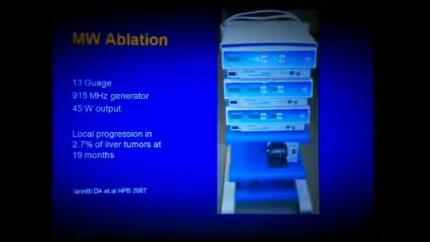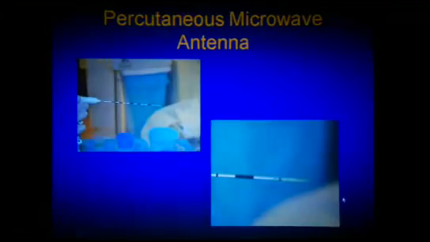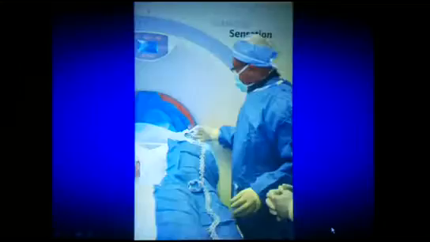Here we have 3 generators, so we can treat one tumor with 3 different electrodes. Here's the electrode with the active tip here. We carefully place the electrode, or the needle, within the patient under CT fluoroscopic guidance. We confirm our needle placement.